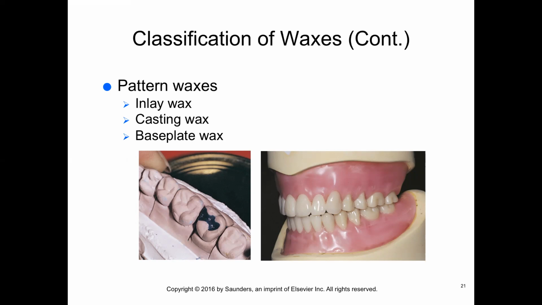Base plate wax is used mainly to make occlusion rims and to hold artificial teeth into the base plates during the fabrication of dentures. Base plate wax is composed mainly of beeswax, paraffin, and coloring matter, which are mixed together, cast into blocks, and then rolled into sheets. This other picture here shows a denture setup on a base plate.